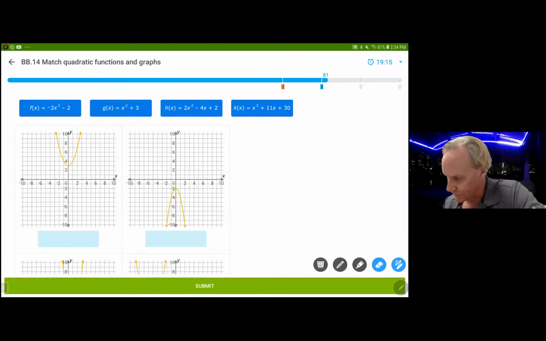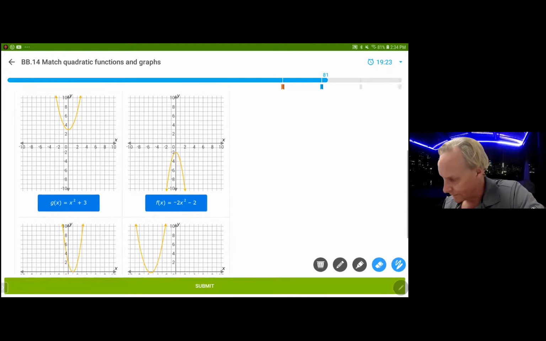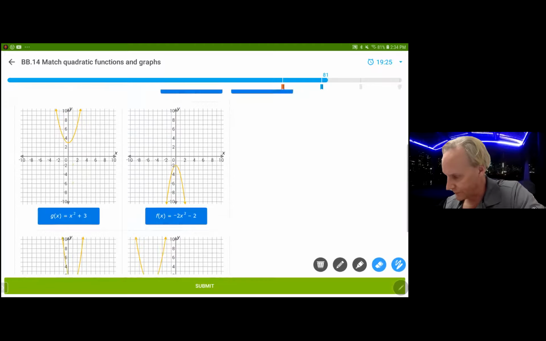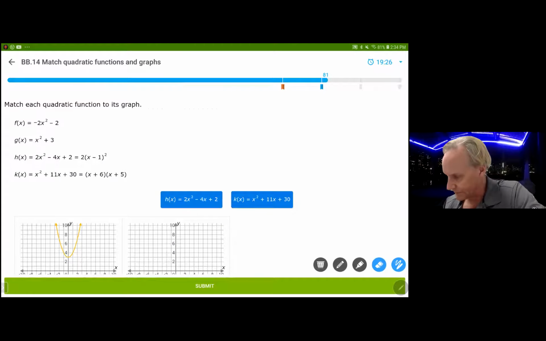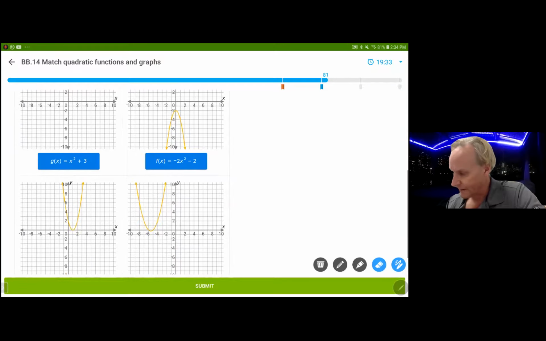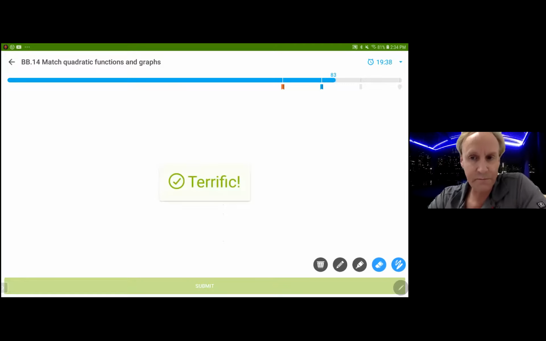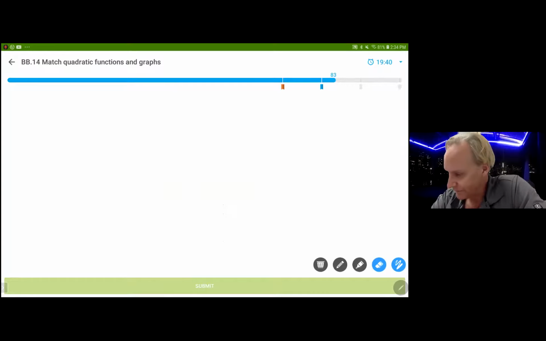This one is going through (0, 3), so there's my vertex. And this one is going through (0, -2), so it's got to be this one right there. And then this one is the steeper of the two, so it's got to be on the left. And this one is not as steep, so it's the one on the right. That's basically all you need to know to be able to identify them anyway. You can look at the steepness.